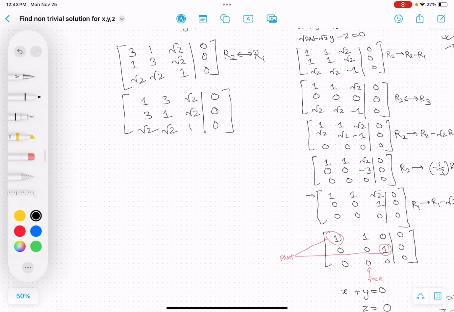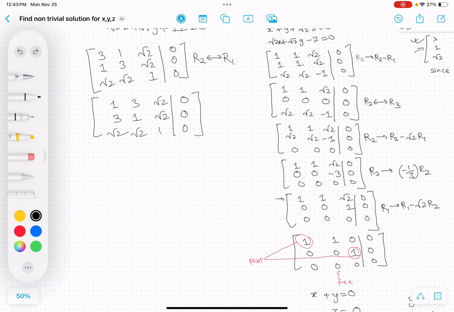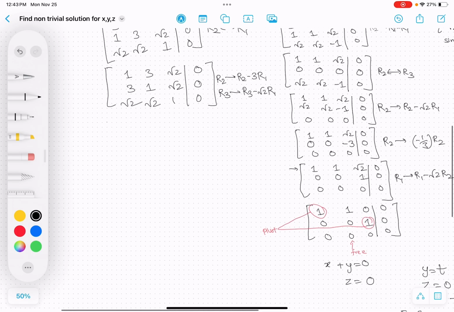Okay, now I want to make this to be 0, right? Because I said that I want the pivot variable, this leading 1, to be the only non-zero entry in this column. Others should be 0. I already explained why we want that. So row 2 should be row 2 minus 3 times row 1. Row 3 should be row 3 minus root 2 times row 1, right? If I do that, this will be 0.